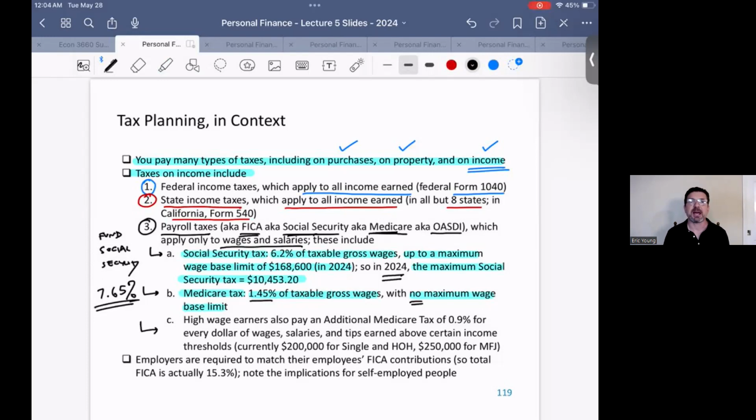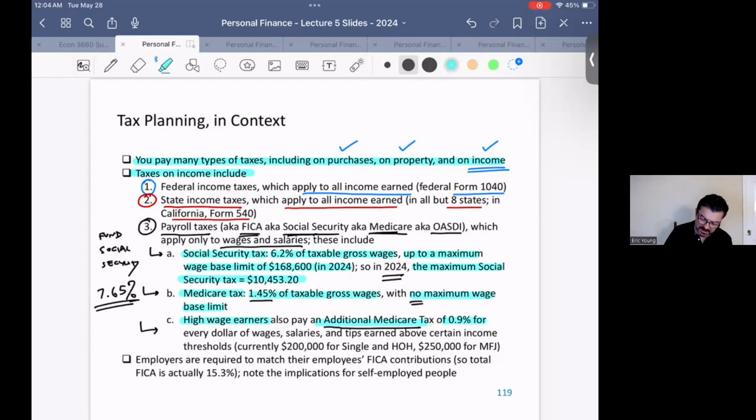There is an additional tax when it comes to your payroll taxes that is known as the additional Medicare tax. This tax is levied on high income earners. So if you're what we would call a high wage earner, in addition to your Social Security and Medicare taxes, you're also going to pay an additional tax, the additional Medicare tax. This tax is going to equal 0.9% of every dollar that you earn above a particular threshold.